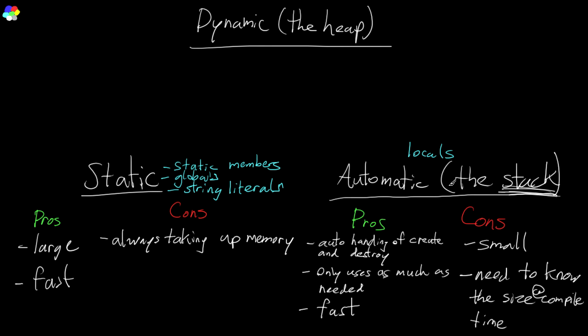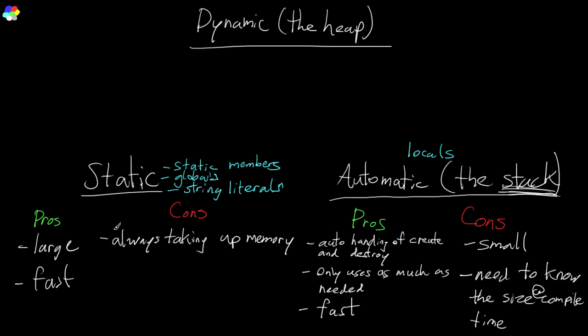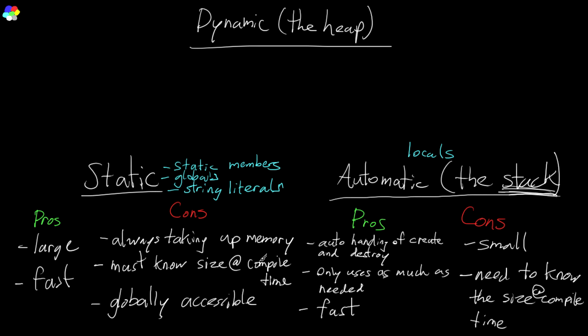So for example, with automatic storage, you enter a function, you allocate memory for the variable, and then when you leave the function, you reclaim that memory. But with static, you're always taking up that memory no matter what, whether you're using it or not. The next one is the same as stack, and that is that you must know the size of things at compile time, the size of your arrays, etc. And the final con for static is a programming style design problem, and that is that it's generally globally accessible.